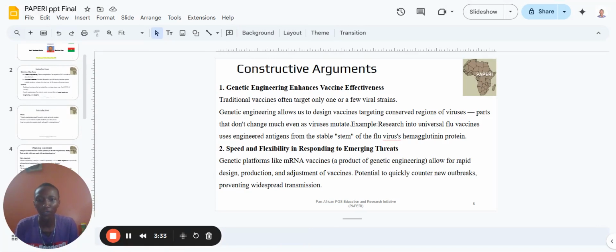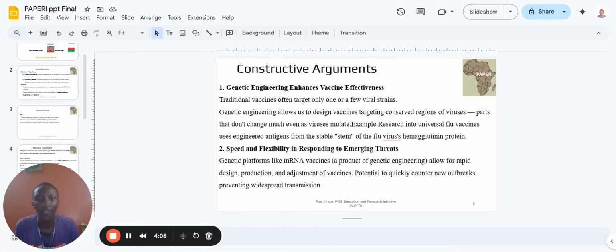The second constructive point we came across was speed and flexibility in responding to emerging threats. Genetic platforms like mRNA vaccines, which are a product of genetic engineering, allow for rapid design, production, and adjustment of vaccines. The potential to quickly counter new outbreaks, preventing widespread transmission, is well possible.